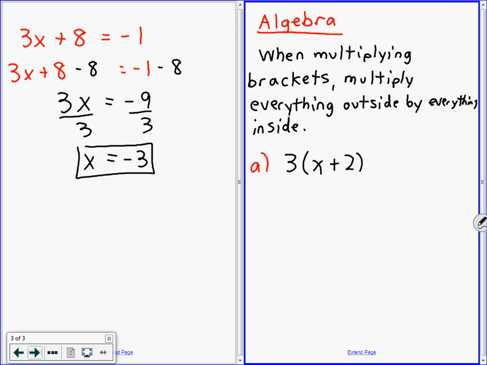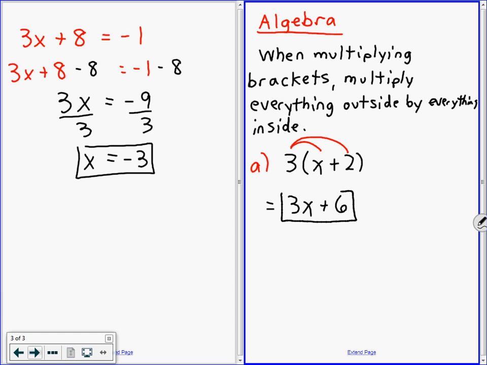So what we're going to say here is that you're going to multiply everything outside the brackets by everything inside the brackets. So I'm going to draw my little symbol here. The 3 has to get multiplied by the x, and then the 3 has to get multiplied by the 2. That's the whole idea of this. We have the rainbow. We'll get to that in a minute here, though. So 3 times x is 3x. That's what 3 times x means. And 3 times 2 is 6.